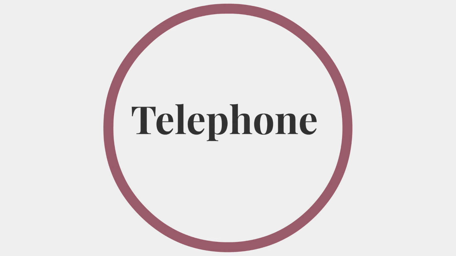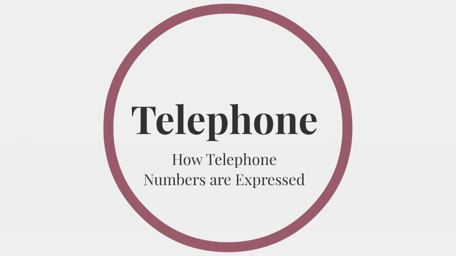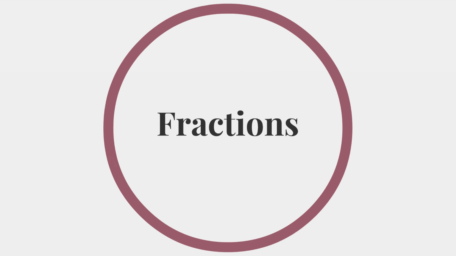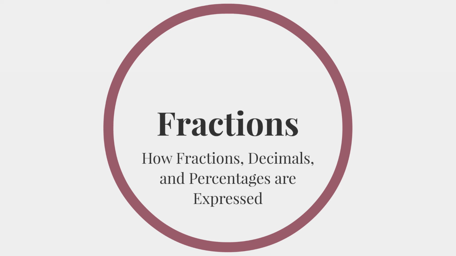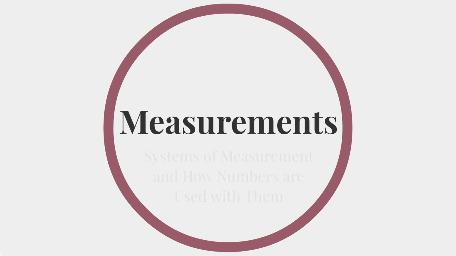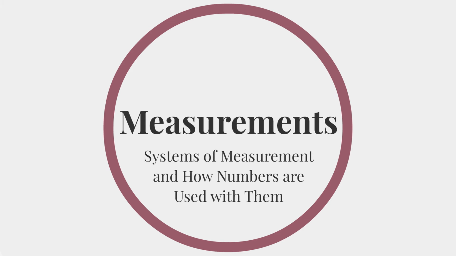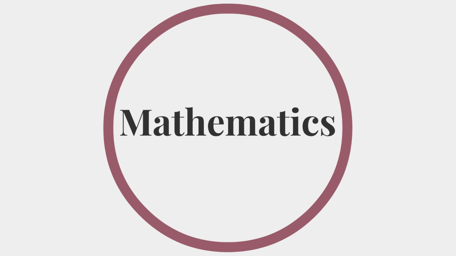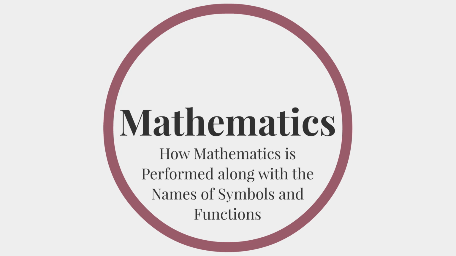Telephone numbers. How are phone numbers spoken and written? Fractions. How are fractions, decimals, and percentages written out and actually read out loud in the language? Measurements. What systems of measurement are used in the language, and how are numbers used with those measurements? And finally, we need to look at mathematics and how mathematical functions, like addition, subtraction, multiplication, and division, are represented in a language. We also need to know the names of mathematical symbols.